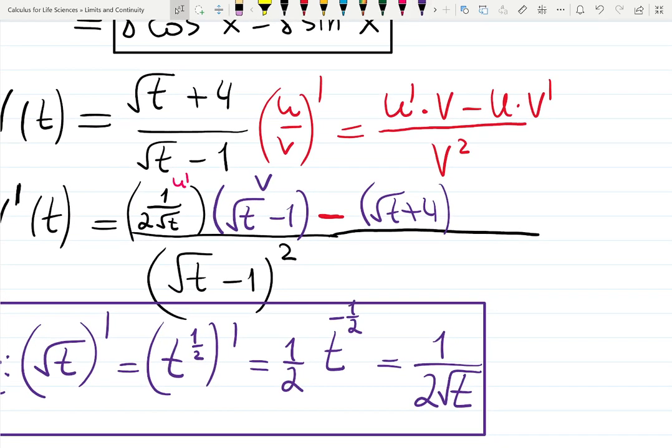Times, so that is u. Finally times v prime. I'm following the formula. V prime in black. V is square root of t minus 1. And you can use the same result we had before. 1 over 2 square root of t minus 0. If you simplify all of this, it will give you some kind of nice answer.